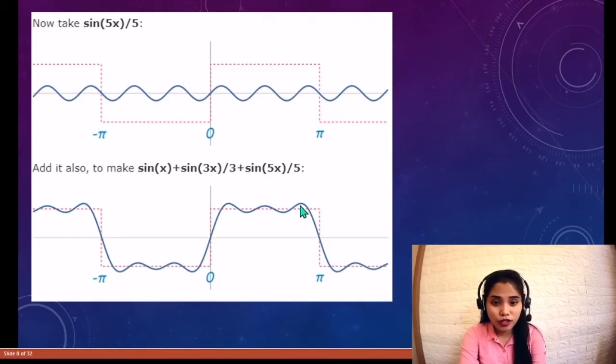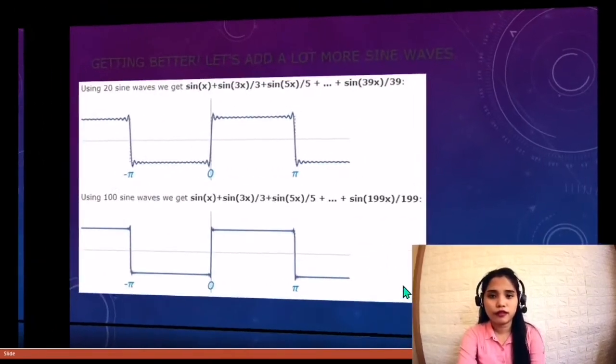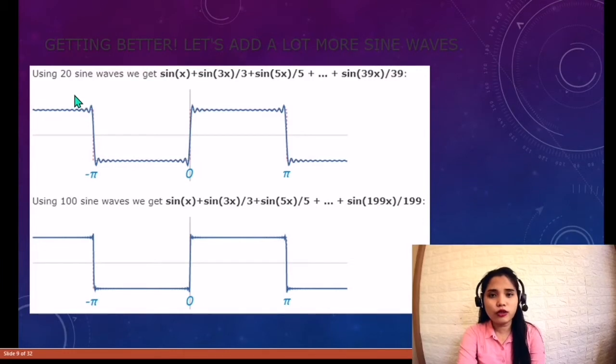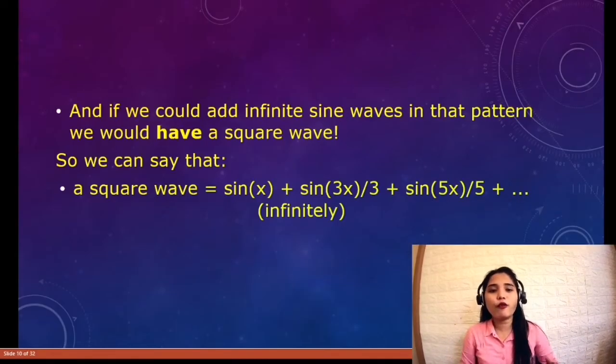So it becomes like this. So it is almost a square, no? Then, let's try to improve. Let's do it using 20 sine waves. We get this one. Almost there. And what more with 100 sine waves? So it will become almost a square function or square wave. And if we could add infinite sine waves in that pattern, we would have a square wave.